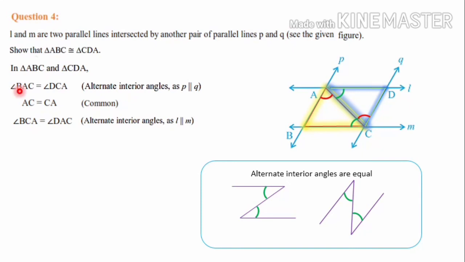Now you can see here two angles and the included side is here. So triangle ABC is congruent to triangle CDA by using ASA congruence rule. It is quite clear, two angles and the side is in between the angles. So by using ASA criterion, we can say that triangle ABC is congruent to triangle CDA. Hope it is clear. Next, we shall discuss question number 5.